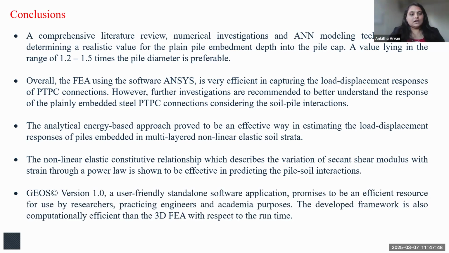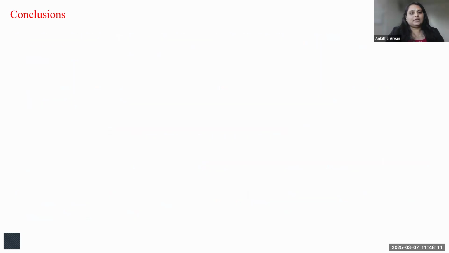So this GEOS software is, as I said, a user-friendly application that could be used by researchers, academia, and practicing engineers, etc. And it could be more efficient than the 3D FEA because it's faster. It also uses finite difference approximations in the background, which makes it less computational. It provides less computational time.